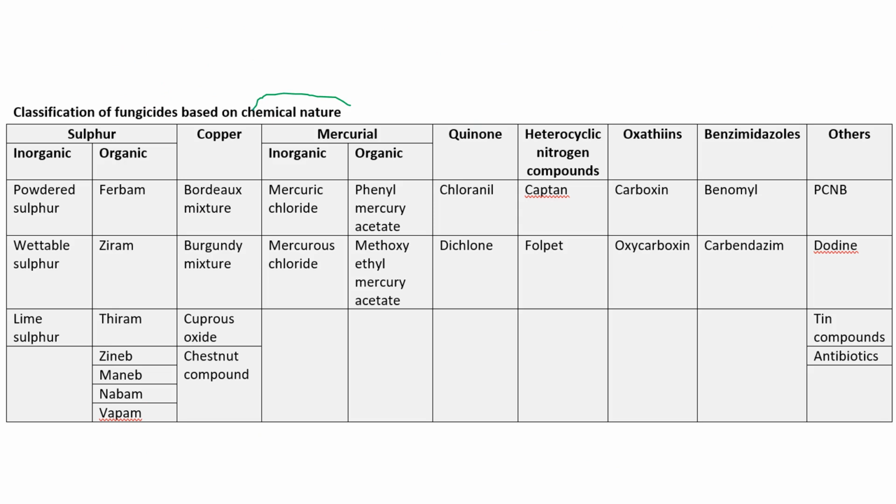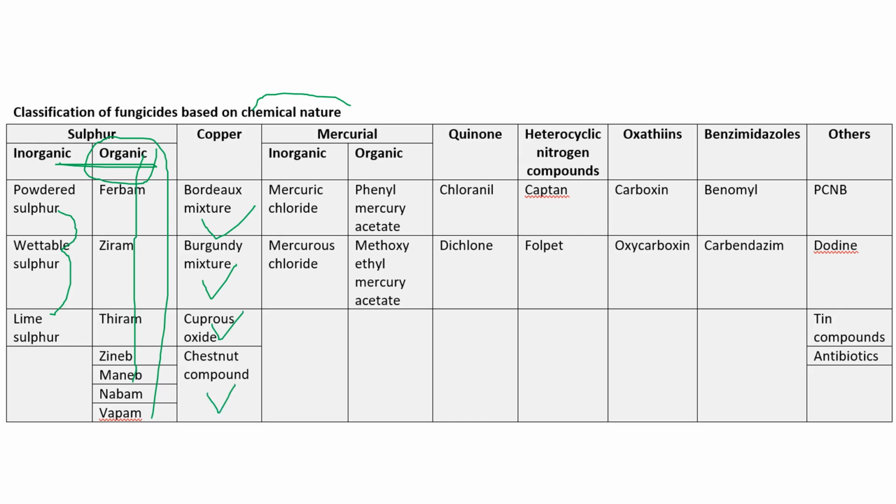So there are two types of sulfur: inorganic sulfur and organic sulfur. Powder sulfur, wettable sulfur, lime sulfur come under inorganic sulfur. Ferbam, ziram, thiram, zineb, maneb, nabam, vapam, these all come under organic sulfur. These organic sulfur fungicides are especially used as seed treatment fungicides. Copper fungicides like Bordeaux mixture, Burgundy mixture, cuprous oxide, Chestnut compound, these are all copper fungicides.